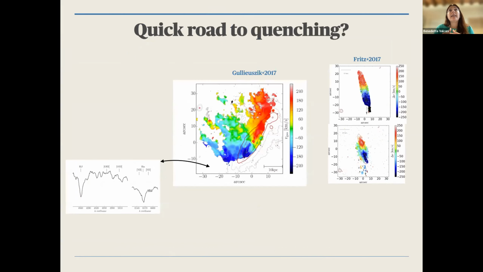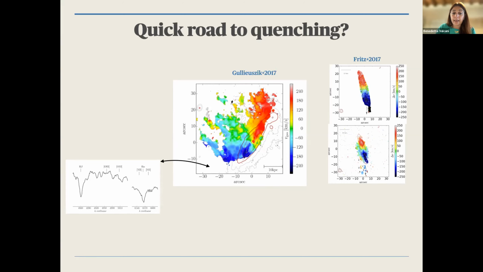As I said, ram pressure stripping leads to quenching. And indeed, in our data, we already have some signs that ram pressure stripping is really quenching the galaxies fast. In the plot in the center, there is the galaxy that I showed you also before, and you see in gray contours, the contours of the stellar disk. And you see that in the bottom part, there is a stellar disk, but there is no gas anymore.